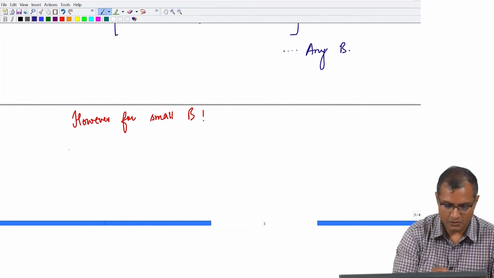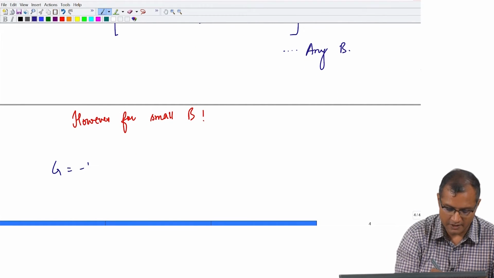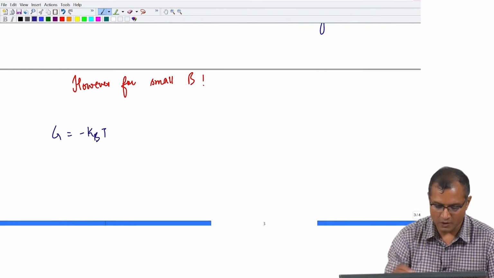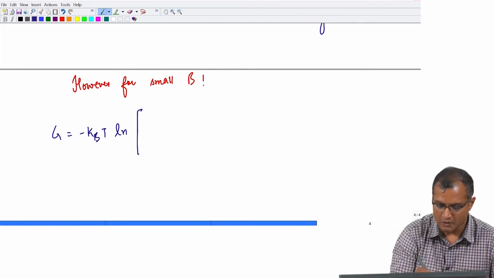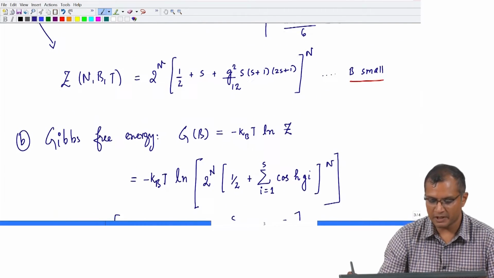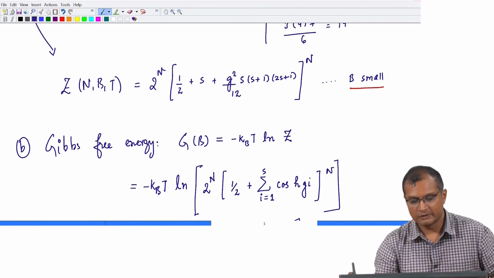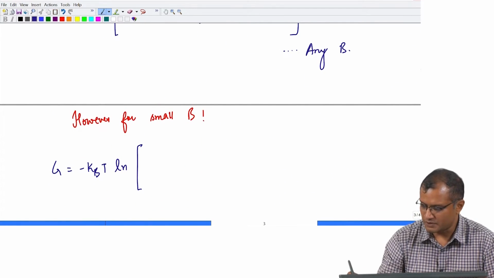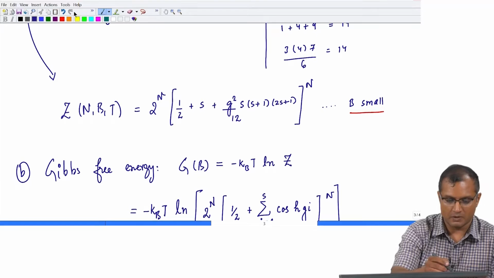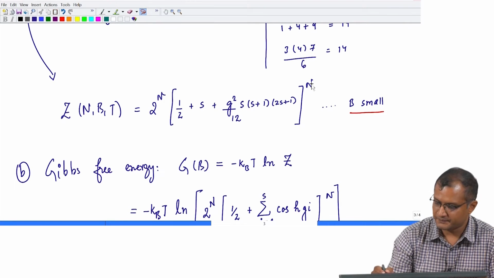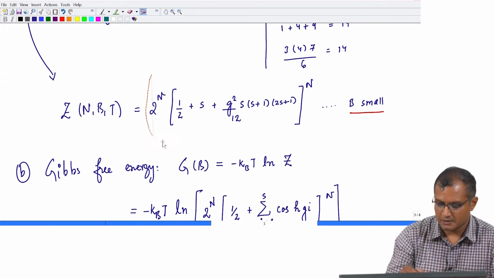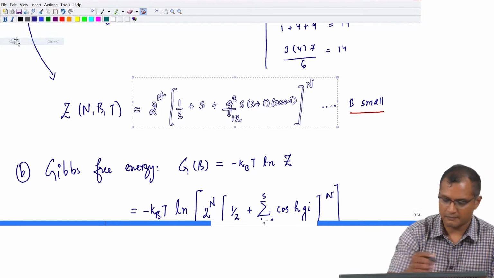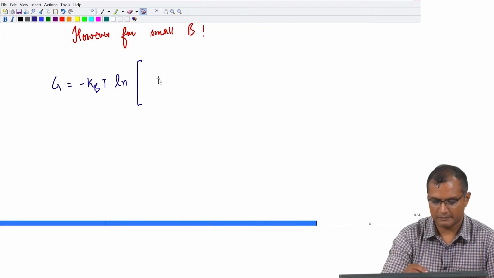So, I can write down my G as negative kBT of the logarithm of the partition function that is already pre-computed here for the small field approximation, which is, since I am lazy, I am going to copy this entire expression and simply paste it here.